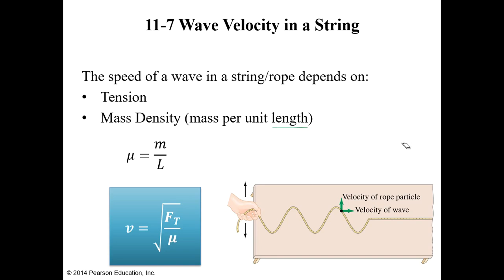Okay, so the speed of a wave in a string or rope depends on tension and the mass density, and the way you can calculate the velocity of a transverse wave would be the square root of tension divided by the mass density.